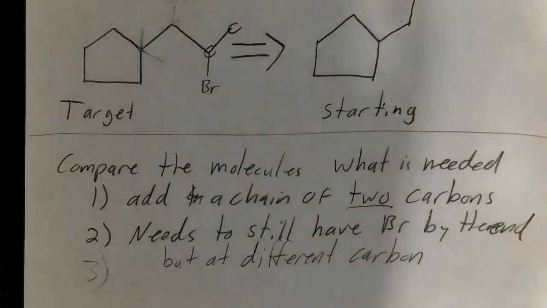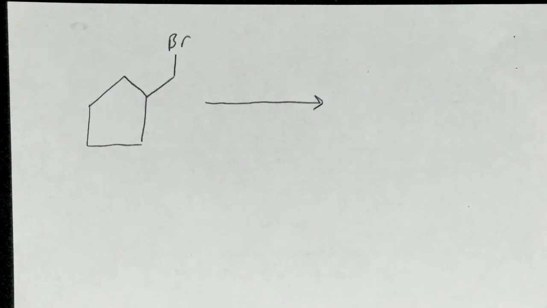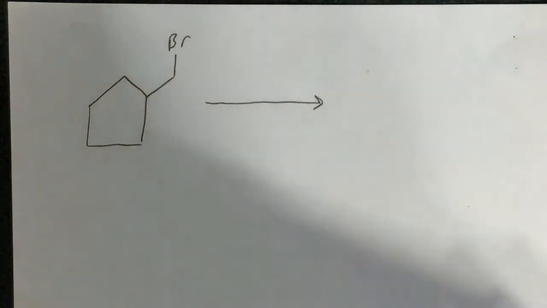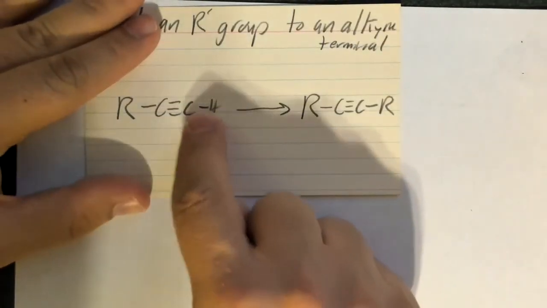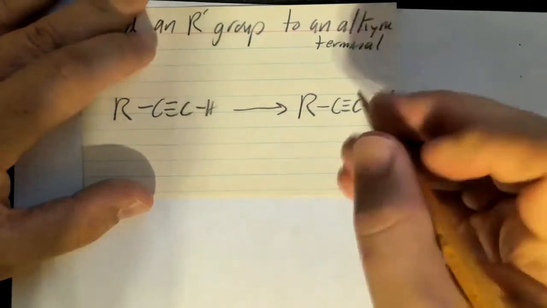So let's think a little bit about how we can do it. Like I said earlier, there's really only one reaction that we've learned about that connects or extends or combines 2 carbon chains. It may be you're not used to seeing it in this manner, and so that might throw people off. But let's take a look at that example. The example, if you don't remember, was taking a terminal alkyne and adding an R group to it, a new R group to it.